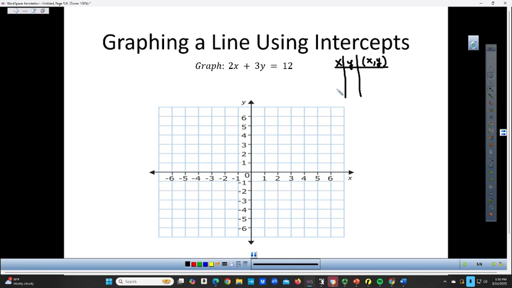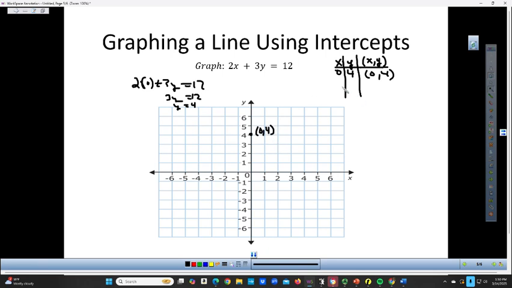Okay, so to find my y-intercept, I'm going to make my x 0. So we're going to get 2 times 0 plus 3y equals 12. 3y equals 12. Y equals 4. So my y-intercept is (0, 4). So my 0 tells me not to move. I'm going to go up 4. That's where my line is going to cross the y-axis.